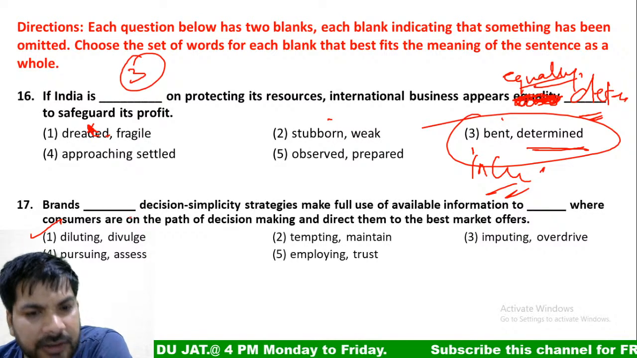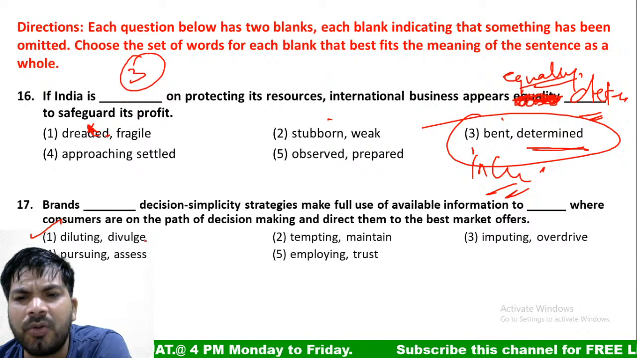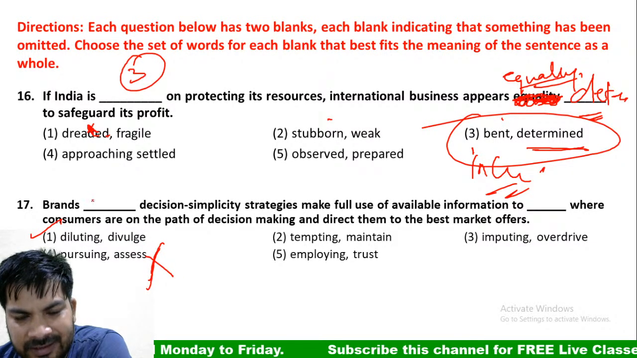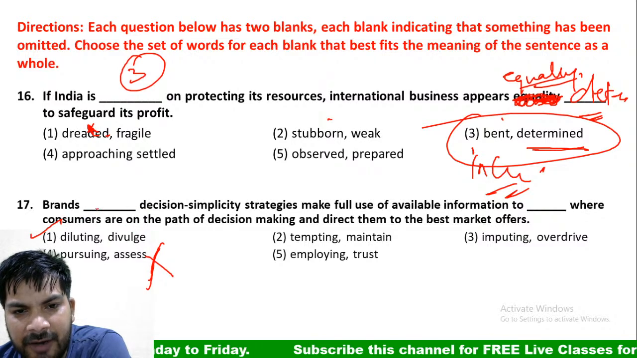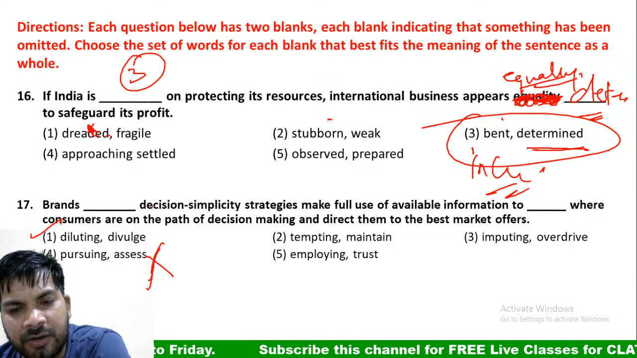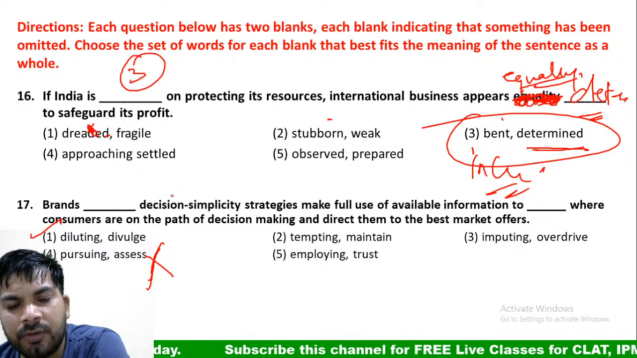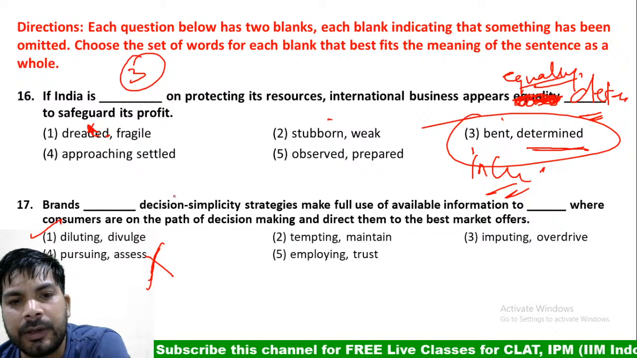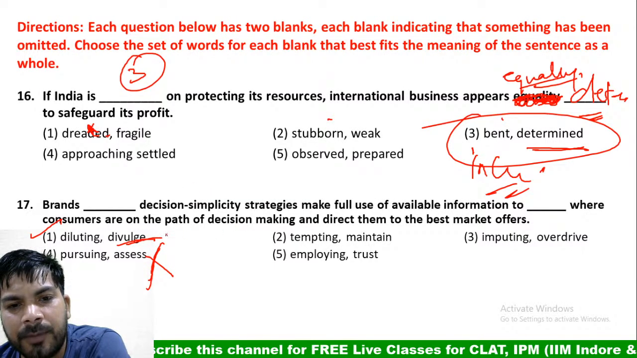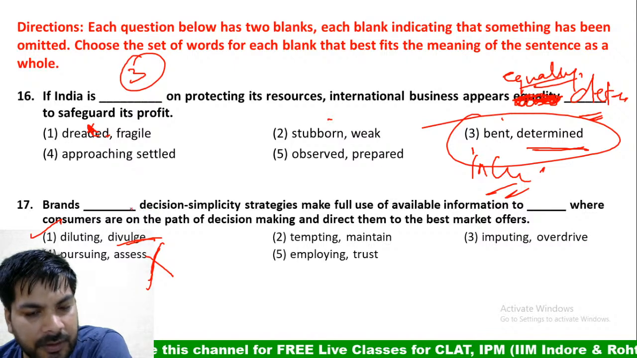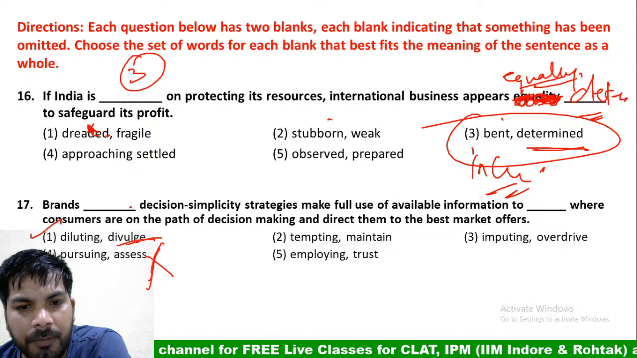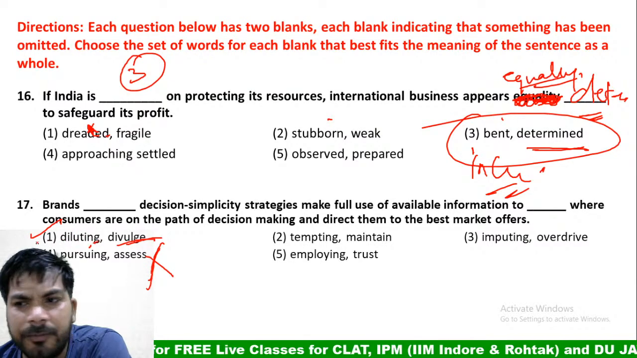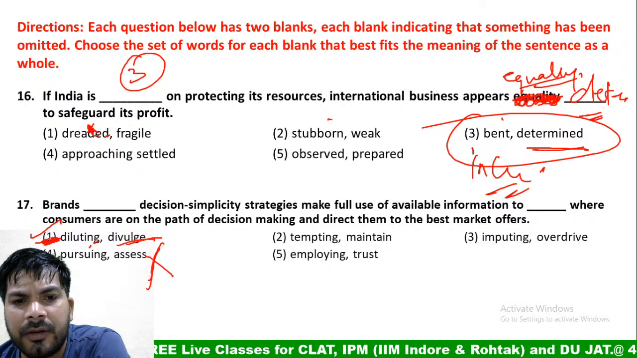All right, some say fourth, pursuing decision. No, this is not about pursuing. The statement actually wants to say that there are brands who help you make your decision making simple. They don't actually make your decision making simple. They make you go on the path on which they want to take you, right? So they divulge your path from the real path and they dilute your decision making policy. So I think the correct answer out here should be first.